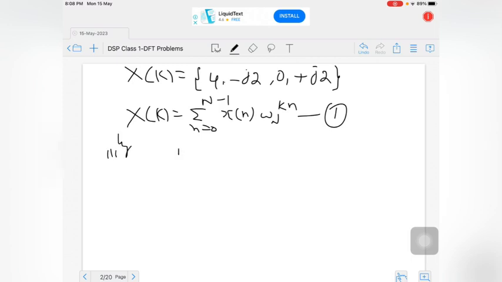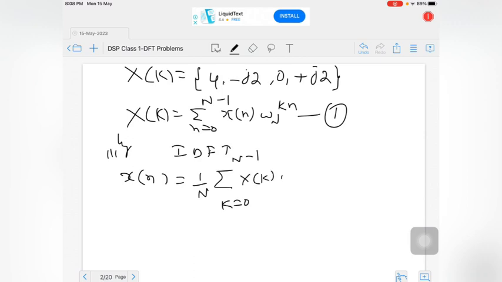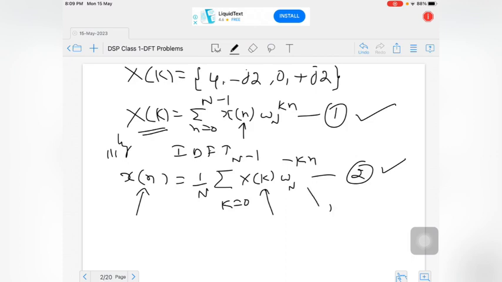Similarly, the IDFT for given x of k is given by x of n, which is equal to 1 by n into summation k is equal to 0 to n minus 1 x of k omega n raised to the power of minus kn. Observe students, you can observe equation 1 and equation 2. Here we are calculating x of k when they give x of n. Here we are calculating x of n when they give x of k. When you calculate x of n from x of k, that is called IDFT. Calculating x of k from given x of n is called DFT.